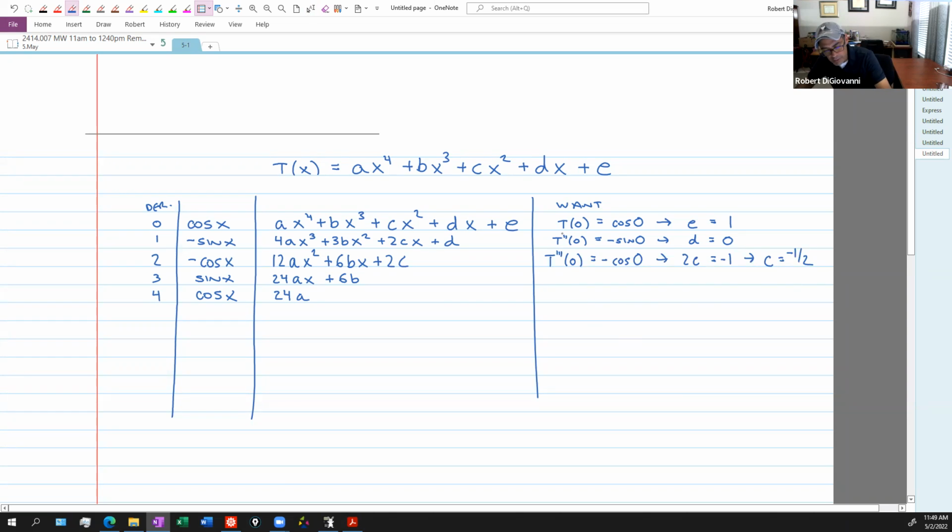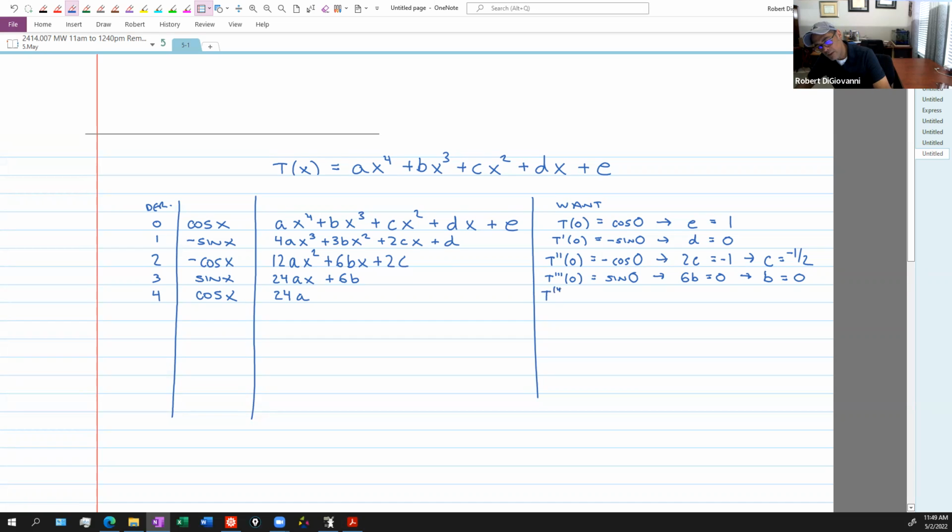I have the wrong derivative there. Sorry, this should have been first derivative there, second derivative. Now we're at the third derivative. Third derivative at zero needs to be equal to sine of zero, which means that 6b must be zero, which means b is zero. That's where we were last time, right? That b was zero. We could not get a third degree polynomial, but now we're at fourth degree.